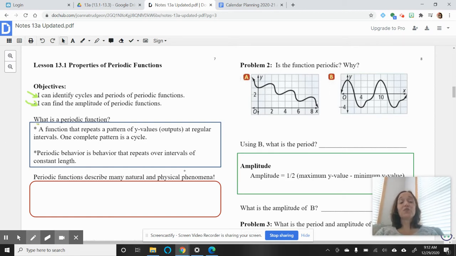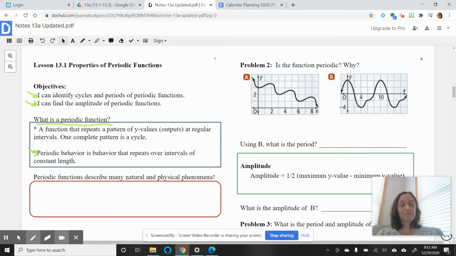So you may ask, what is a periodic function? Well, it's kind of like what you saw in the warm-up. It's a function that repeats a pattern of y values or outputs at regular intervals. So it keeps repeating itself at regular intervals, and one complete pattern is called a cycle. Periodic behavior is behavior that repeats itself over intervals of constant length.